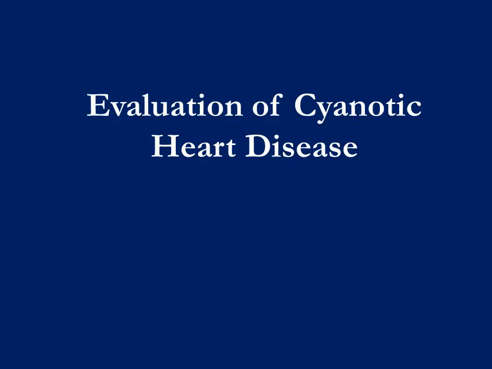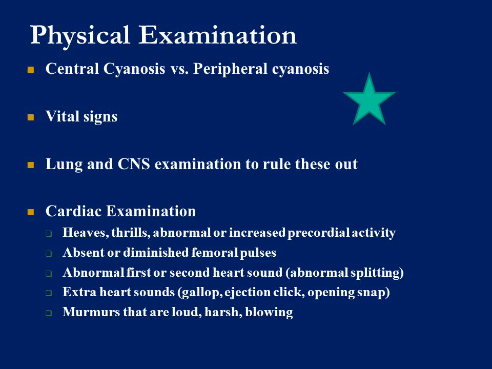Evaluation of cyanotic heart disease. 44. Physical examination: central cyanosis versus peripheral cyanosis. Vital signs. Lung and ENT examination to rule these out. Cardiac examination: heaves, thrills, abnormal or increased precordial activity, absent or diminished femoral pulses, abnormal first or second heart sound, abnormal splitting, extra heart sounds, gallop, ejection click, opening snap, and murmurs that are loud, harsh, blowing.